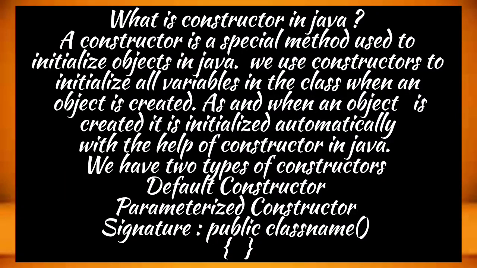What is a constructor in Java? A constructor is a special method used to initialize objects in Java. We use constructors to initialize all variables in the class when an object is created. As and when an object is created, it is initialized automatically with the help of constructors in Java. We have two types of constructors, default constructor and parameterized constructor. Below is the signature of a default constructor: public, class name, and these are the parentheses. For the parameterized constructor, we'll be passing arguments into this class name, like int a and b, anything.